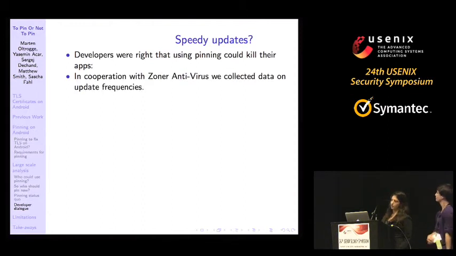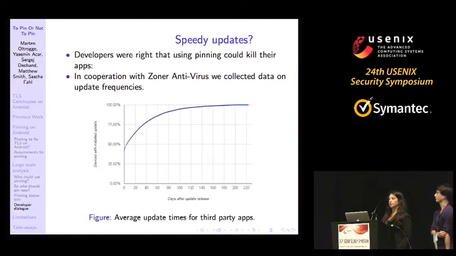From a previous cooperation with Sonar Antivirus, we had collected data on update frequencies of third-party apps. And what we found was really bad. Only about 40% of the people using third-party apps, on average, updated them on the first day an update was available. And it really stretched out. It took about 30 days for 70% of the people to update their app, and it took 220 days until everyone had updated their app. So there would be a huge chunk of people with non-working apps if the connections were pinned and if the pins changed.